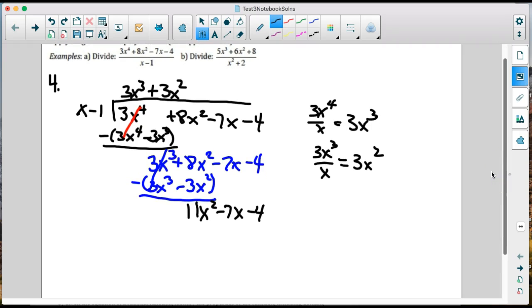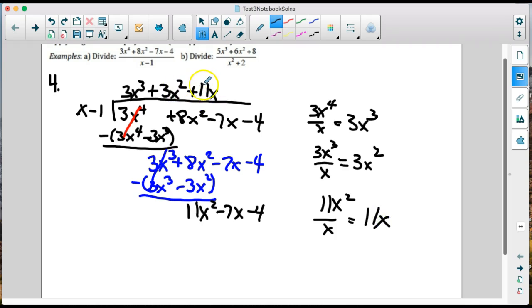Okay, we're going to divide the lead term of this polynomial that's left over by the lead term that we're dividing by, which is x. So we're going to have our 11x squared divided by x. That's going to give us 11x. That's going to be our next term in our answer.